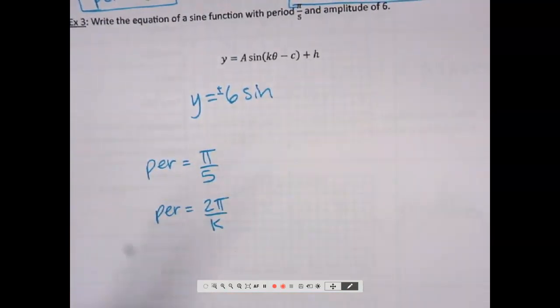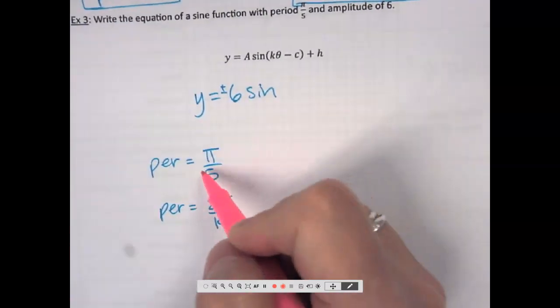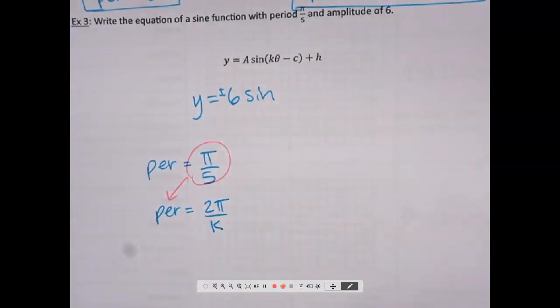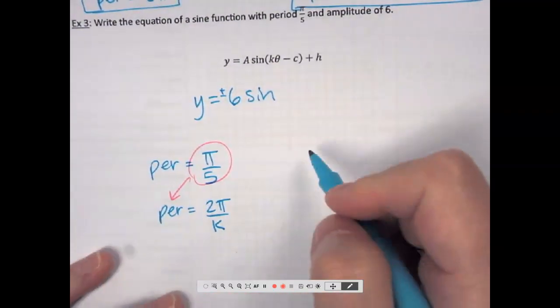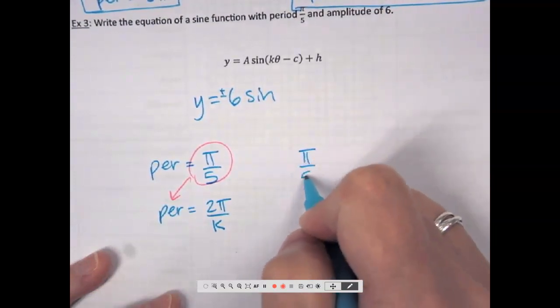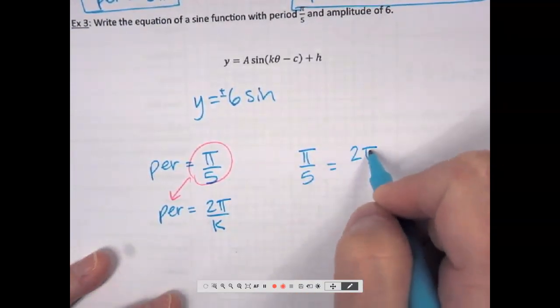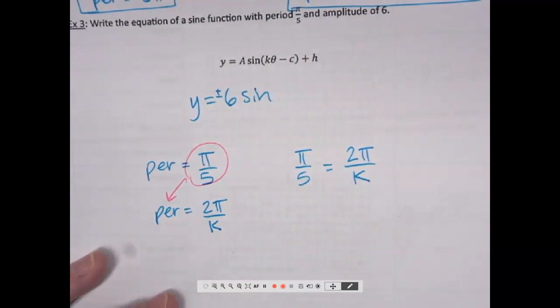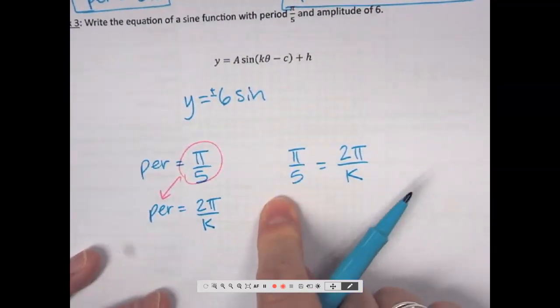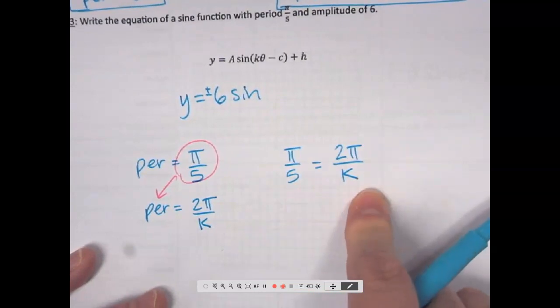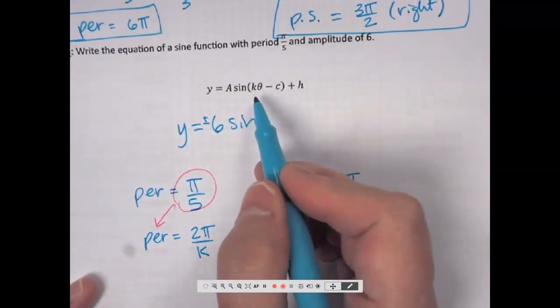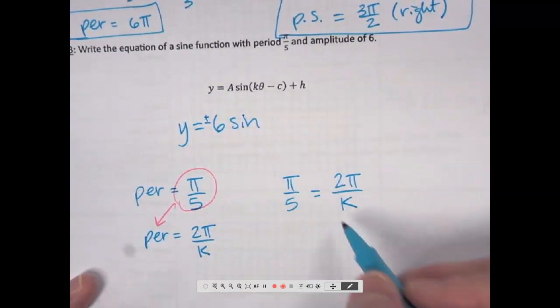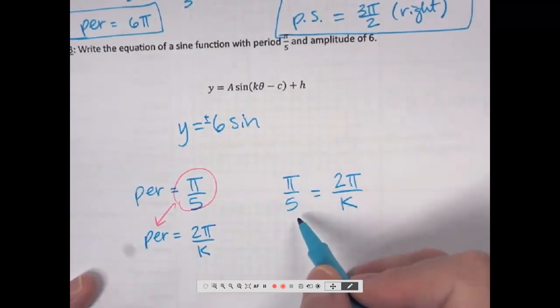Okay, well, I know that this is the value of the period, so I'm going to sub that in. And I'm going to say pi over 5 is equal to 2 pi over k. Does that make sense? The period, I know what the period of the graph is, equals 2 pi over k. Now I want to solve for k, and that'll tell me what number to put in front of theta. So I have a proportion, two fractions that are equal.